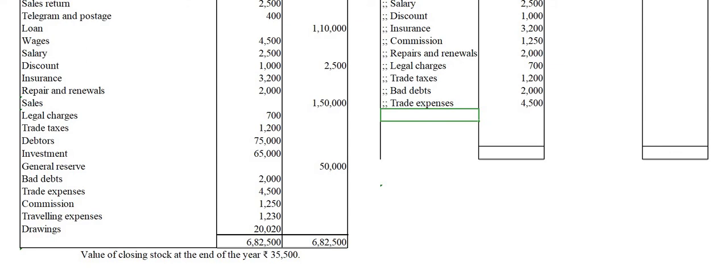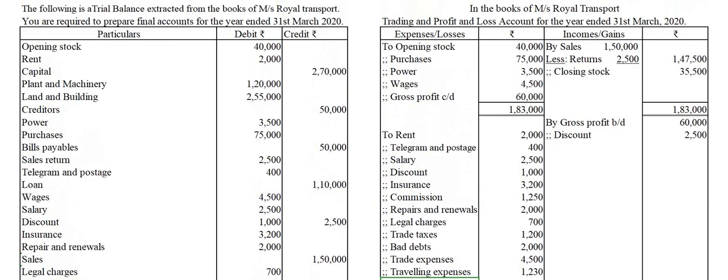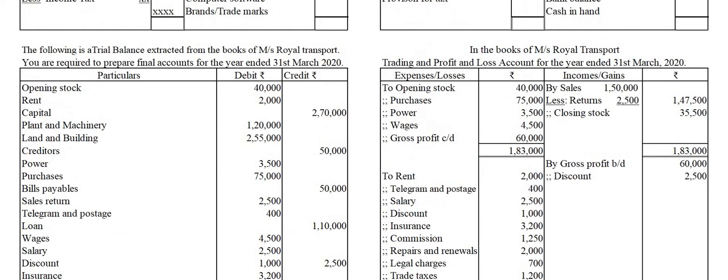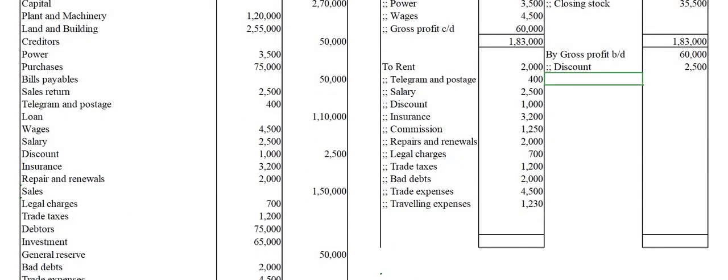Next, after trade expenses, commission we have already taken. Now traveling expenses. Traveling expenses 1230. Okay, so we have written all the indirect expenses. Now is any indirect income missed? No, all the indirect income. No indirect income is there. Only one item, discount. So let us total here.